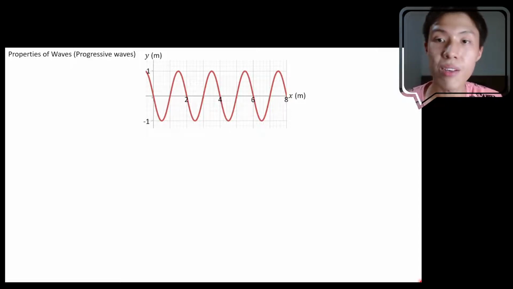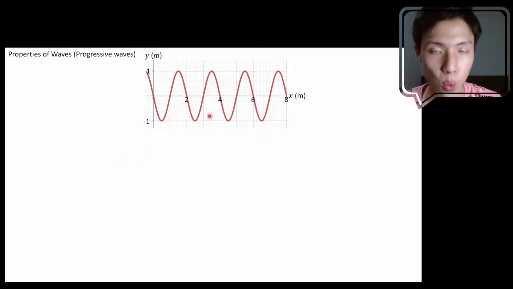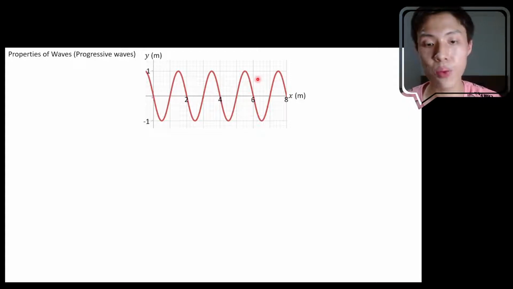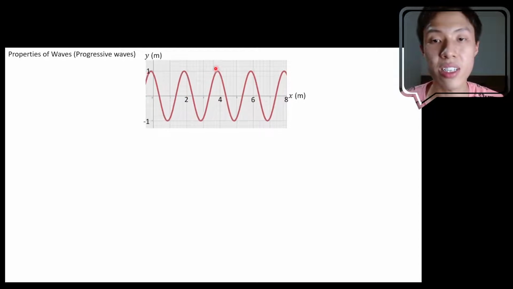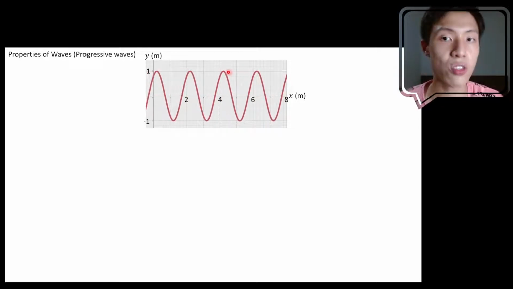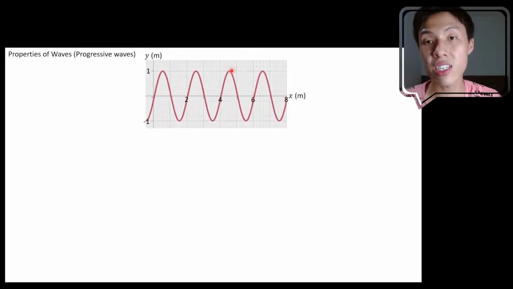What you can see here in front of me is a wave. We know that it's a traveling wave because if we let the motion start, we can see that this wave here is progressing to the right. Okay, so this is a traveling wave.